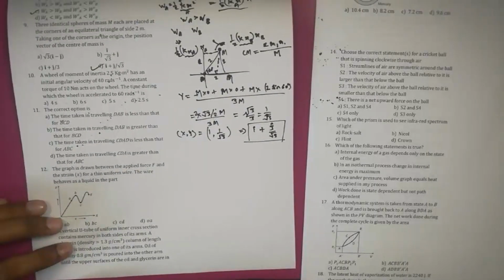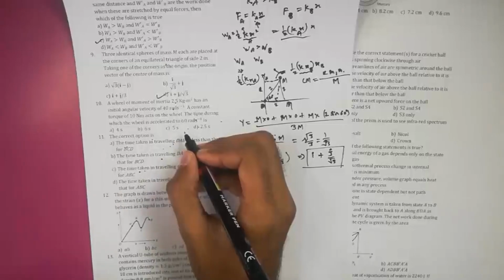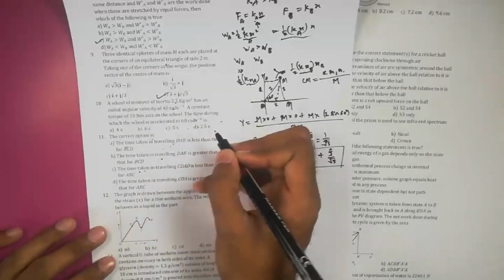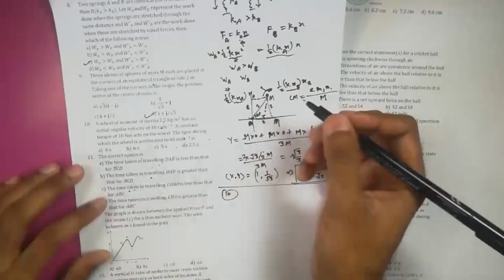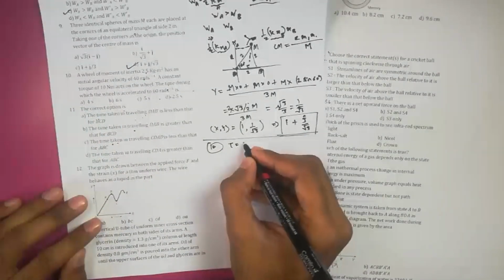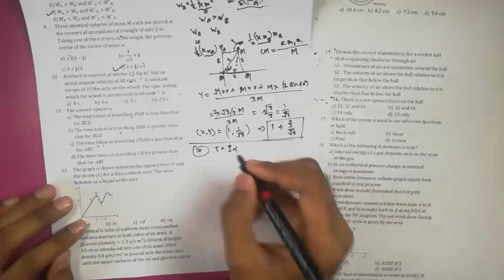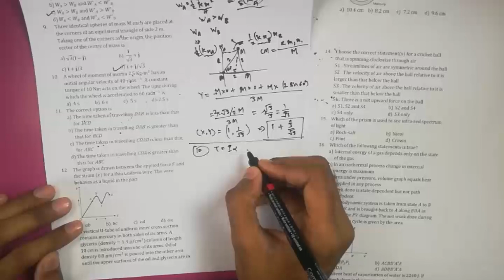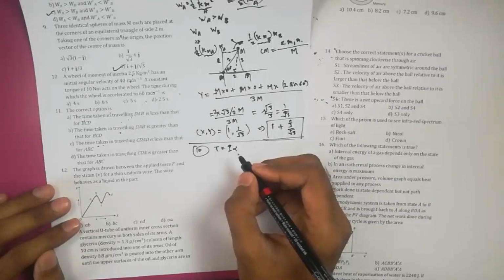So a simple trick is to just use your torque formula. Torque is nothing but your moment of inertia into angular acceleration. So in this case, how do you know what the acceleration is? Acceleration is not given. The moment of inertia is given as 2.5.